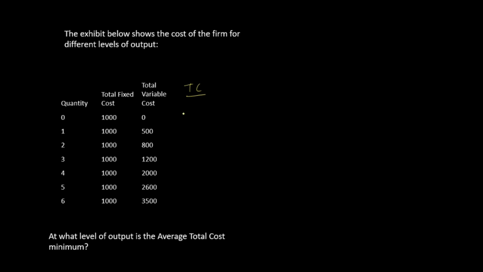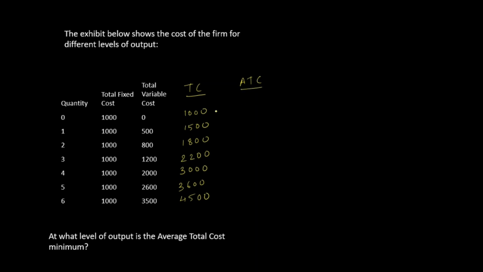1000 plus 0 is 1000. 1000 plus 500 is 1500. Likewise, I can do it for the rest of the cases. This is 2200, and then I have 3000, and this is 3600, and this is 4500. Now I can calculate my average total cost.